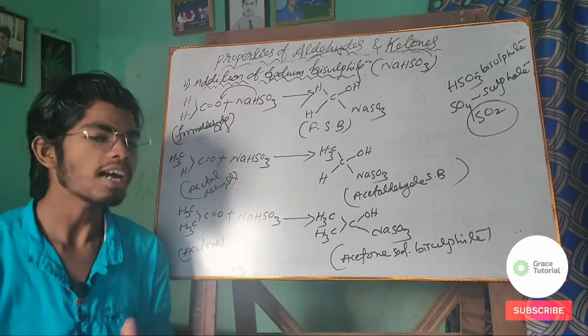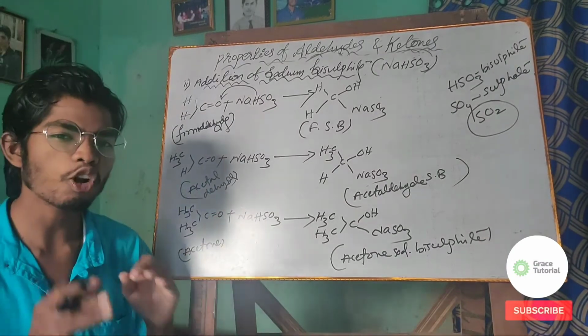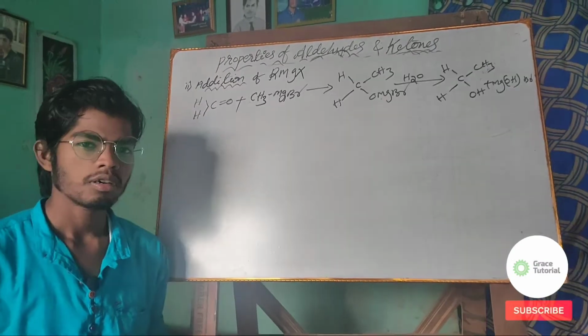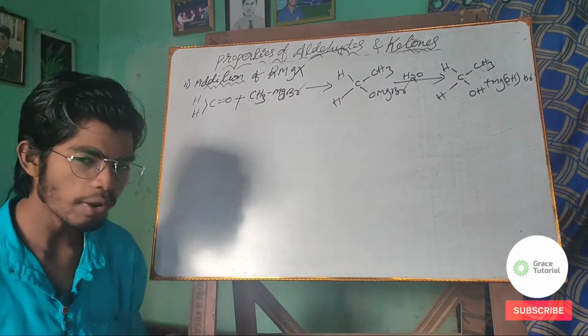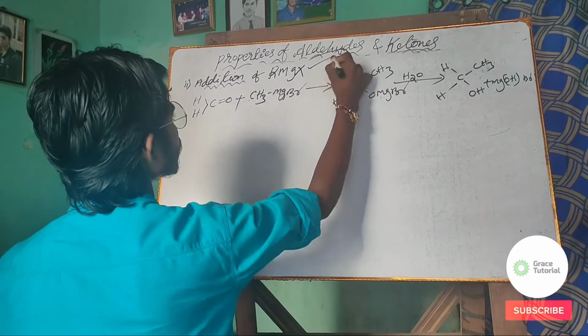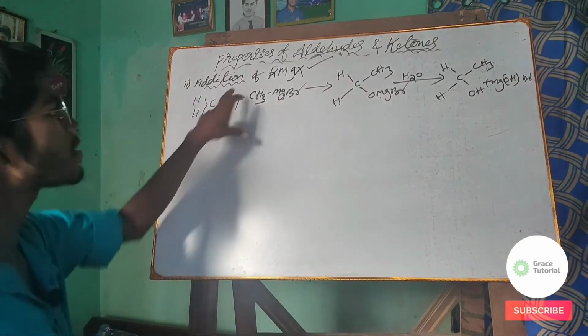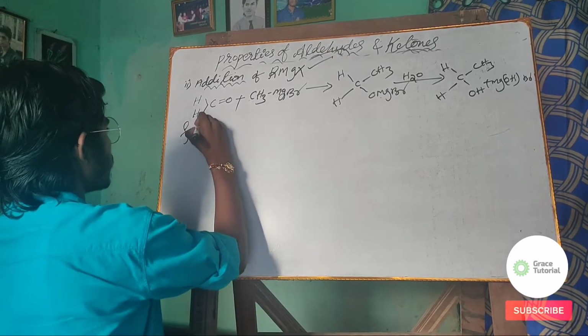Well, now we look at another one, that is addition reactions followed by the elimination of water. Before we discuss nucleophilic addition followed by the elimination of water, first of all let us look at the addition of Grignard reagent, that is RMgX. The first example that we have taken is formaldehyde.